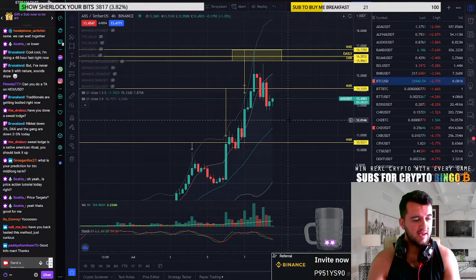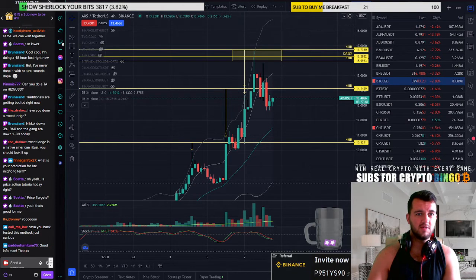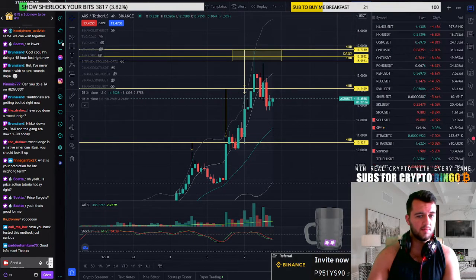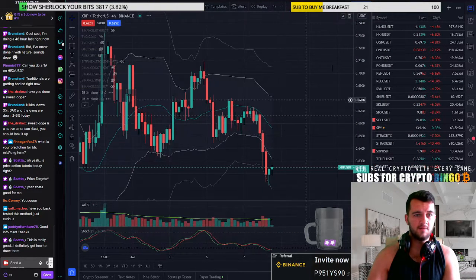Have you backtested this method? Just curious. Not so much. No, I haven't backtested it, but it's something that I've been using for a very long time, and we've called multiple tops, multiple bottoms, like with XRP.